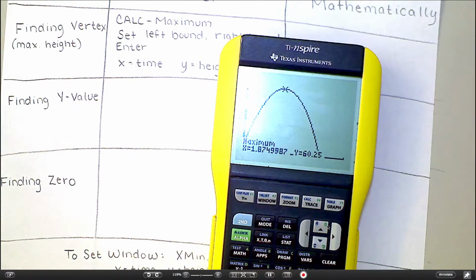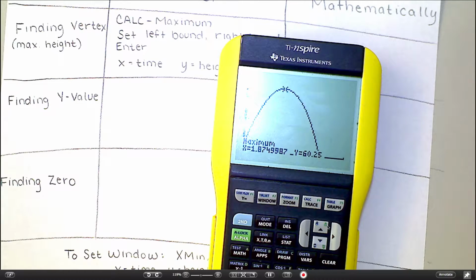Okay, I'm going to hit calc, maximum. And when it says left bound, move to the left of the bump and hit enter. Right bound, now I'm going to move to the right and hit enter. See those arrows? That's saying you want to look between there, and then you hit enter one more time. And there are your numbers.